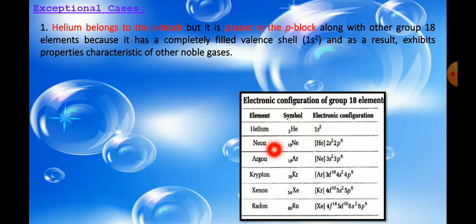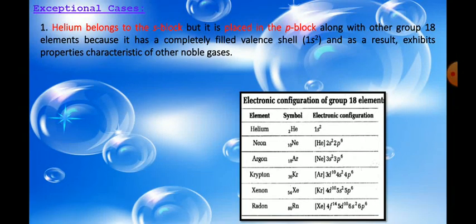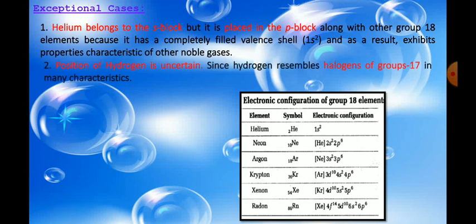So the property of helium resembles the property of neon, argon, krypton, xenon and radon. The property of helium element resembles the properties of noble gases. That's why they are placed in group number 18. They are placed in P block elements, since their properties are characteristic of other noble gases. This is one exceptional case.